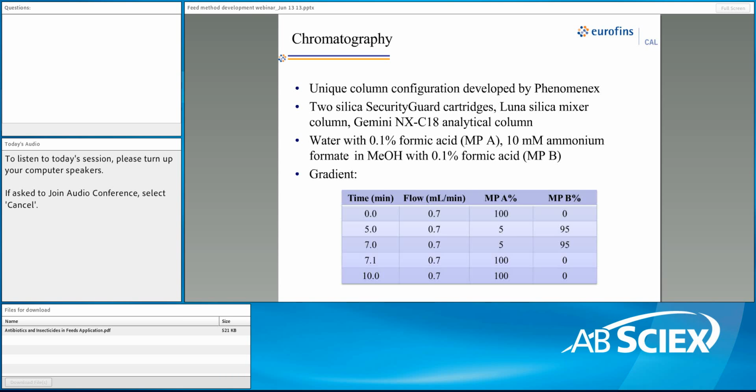Like I said, on the chromatography, I'll briefly cover this, and Saeed will go into more detail. We worked with Phenomenex, and they developed a rather unique column configuration for this analysis that uses a pair of SecurityGuard cartridges ahead of a silica mixer column that sits before the actual analytical column, which is the Gemini NX-C18. This was used to overcome some issues with early eluting peaks and bad peak shape. And you'll see some of the data, and it's a phenomenal difference using this type of column configuration. The mobile phases were water with 0.1% formic acid as mobile phase A, and then 10 millimolar ammonium formate in methanol as our mobile phase B, and then a fairly standard gradient.